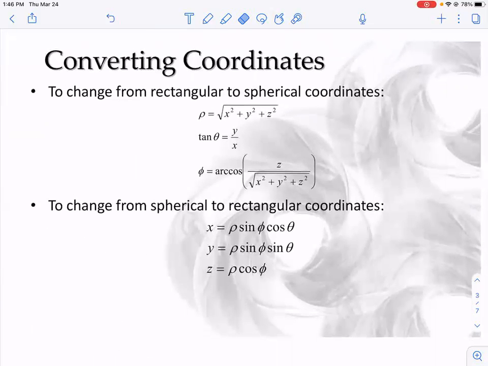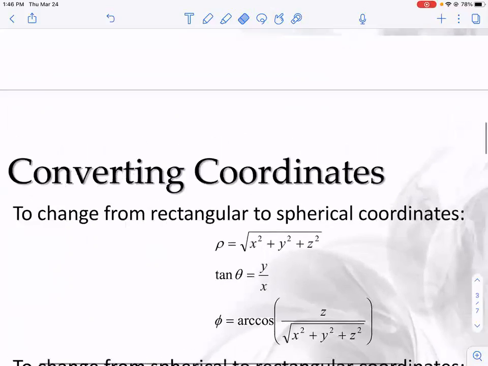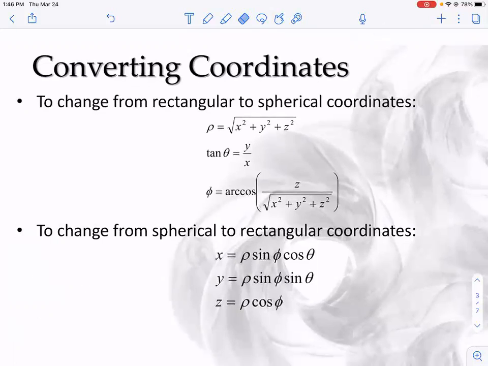Okay, so let's talk about these first. To change from rectangular to spherical, rho is the square root. Rho is basically three-dimensional distance. Since theta is the same, the tangent of theta is still y over x. And then look at phi.